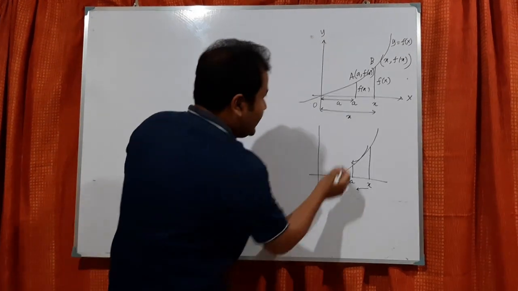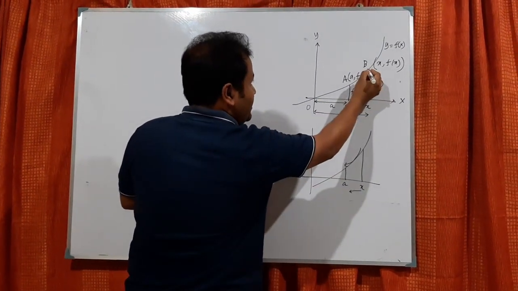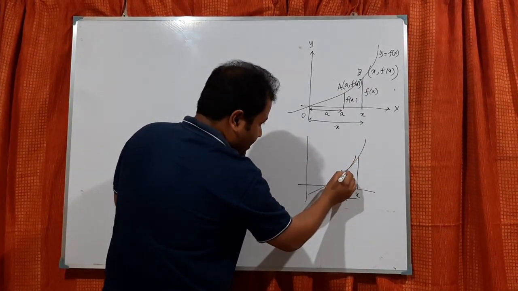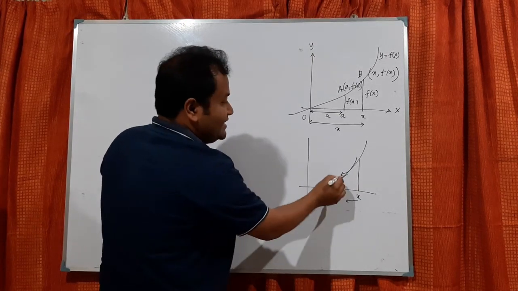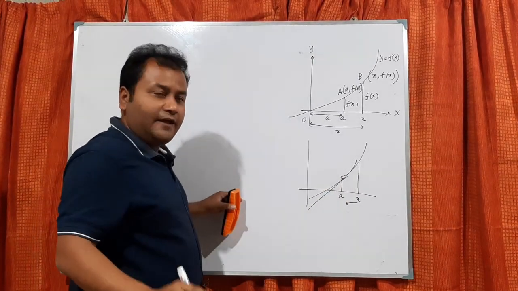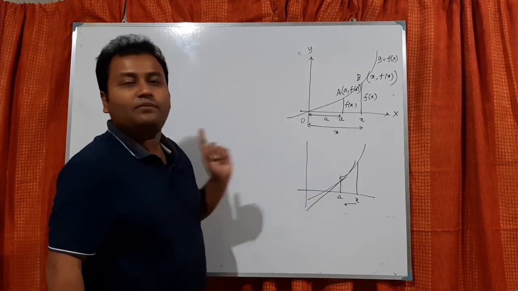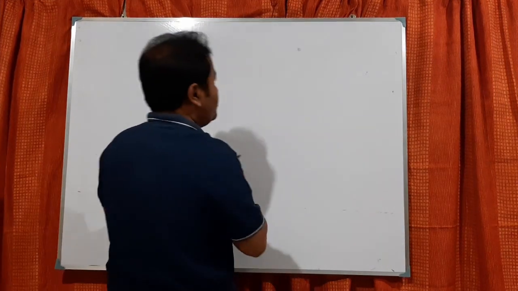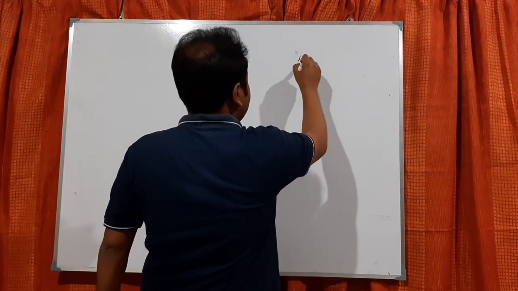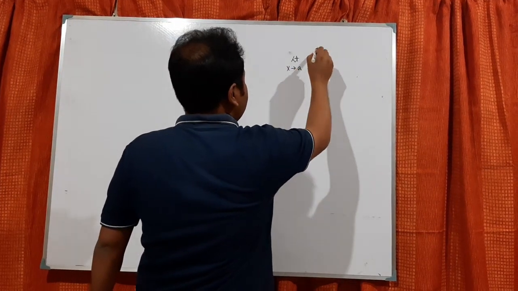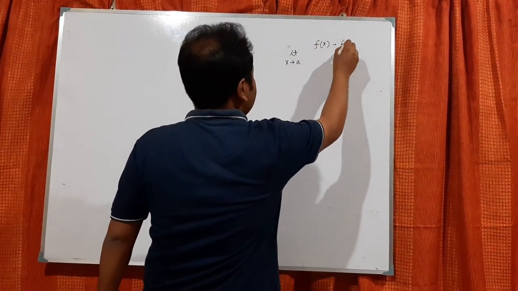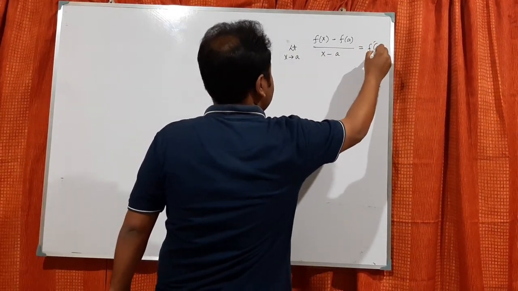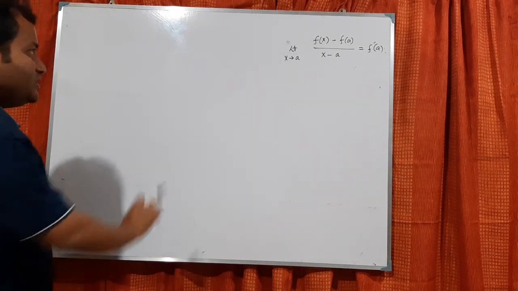And one more thing: when x is tending to a, the point B is coming closer to point A. So when B comes closer to A, this will geometrically represent the tangent at point A. So the geometrical meaning of the derivative is the tangent at that point. So what we have got is the definition of derivative: limit x tends to a, (f(x) minus f(a)) divided by (x minus a), and this is actually f'(a). Okay, so this is the derivative part.